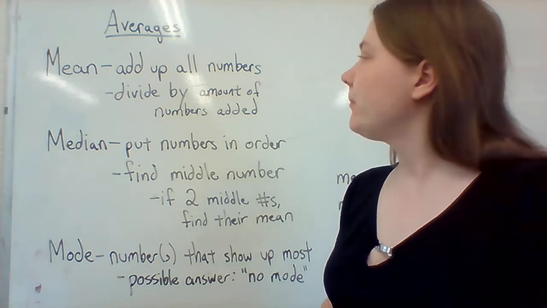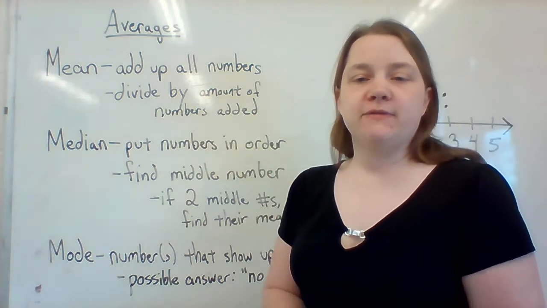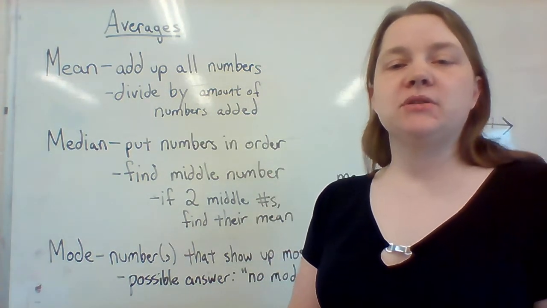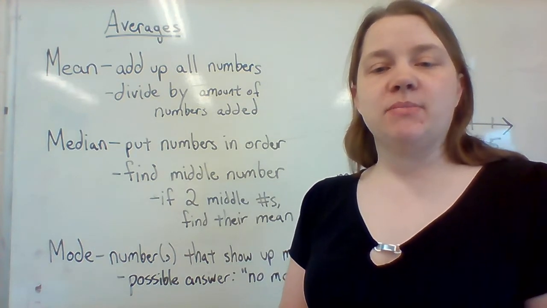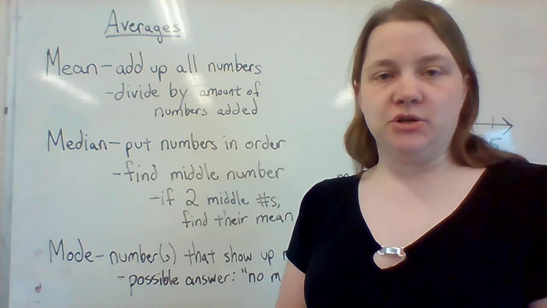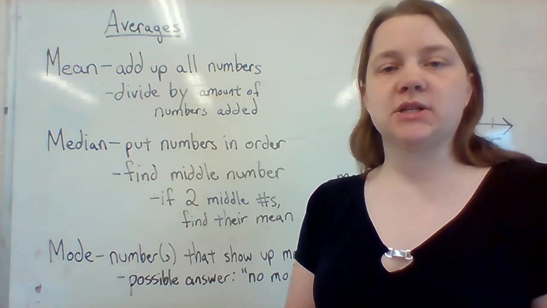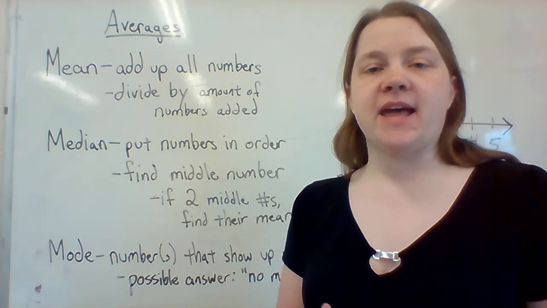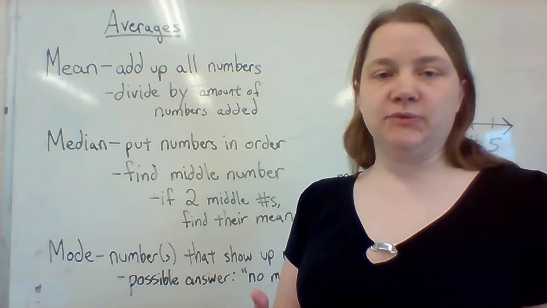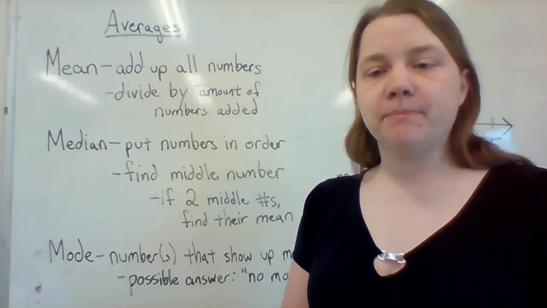When you are asked to find the mean, what you need to do is add up all the numbers and then divide by the amount of numbers that you added up. We're going to show what that looks like in a little bit, but just know that I typically refer to this as add them all up and divide them, and that's really the only thing that you need to remember.